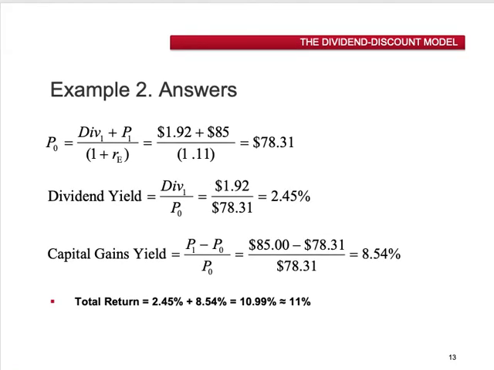And finally, the total return, which is the dividend yield plus the capital gain yield, makes a total return of 11%. And note that the 11% total return is equal to the cost of equity.